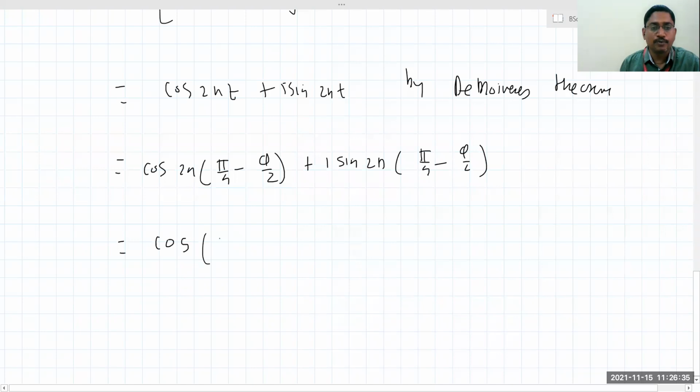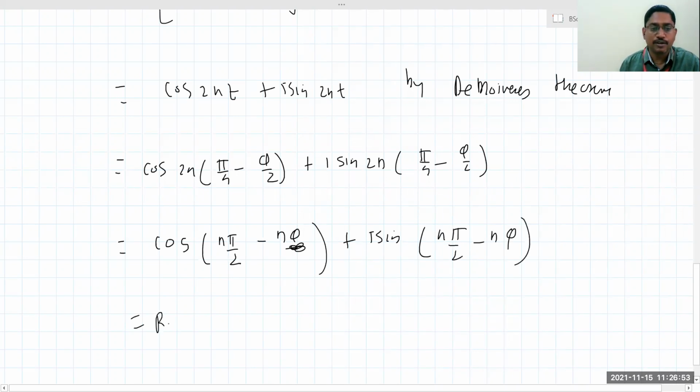So 2 pi upon 4, that is n pi upon 2 minus n pi, plus I sin n pi upon 2 minus n pi. So this is your right hand side. We have verified it. Is it? It's the right hand side.